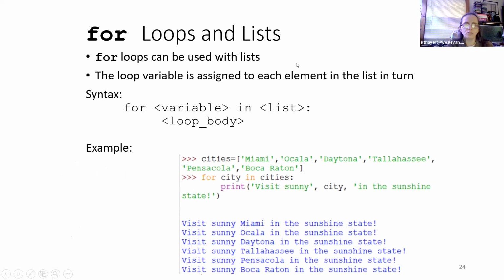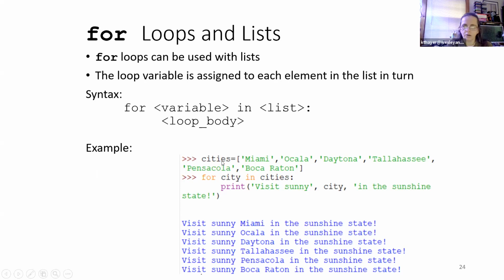For can be used with lists. The loop variable is assigned to each element in the list in turn. So we're going to have the keyword for, then you're going to pick a variable name, and then you're going to have the keyword in, and then you'll provide a list. So the variable will implicitly be assigned to each of the items in the list in turn, and then whatever you want to do in the body of the loop.